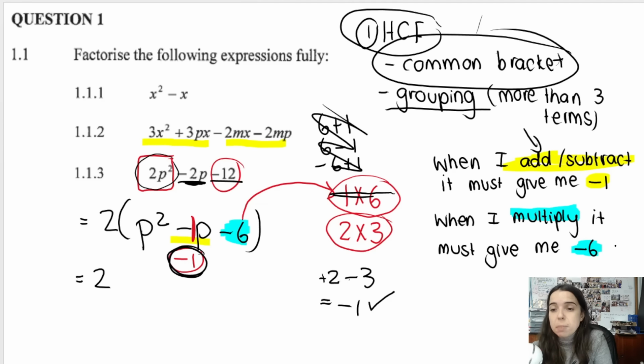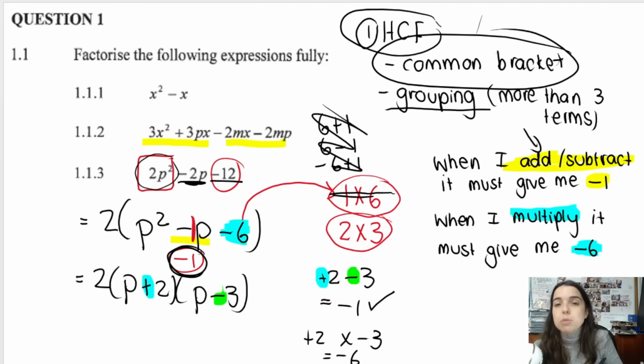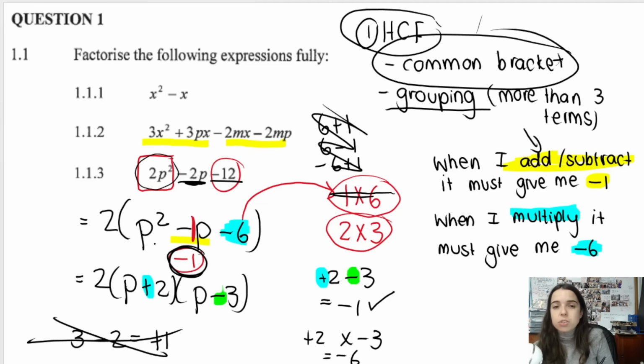So positive 2 and a negative 3, that works. And if I multiply them, it must give me negative 6. So positive 2 times negative 3. What's a positive times a negative? Yup, negative 6. So it works. So in my brackets, what I need is a positive 2 and a negative 3. Please don't get it mixed up. Don't swap the signs. It's a positive 2 and it's a negative 3. If you swap the signs, it's going to be wrong, because if you have a positive 3 and a negative 2, that gets you positive 1, and we don't want a positive 1.